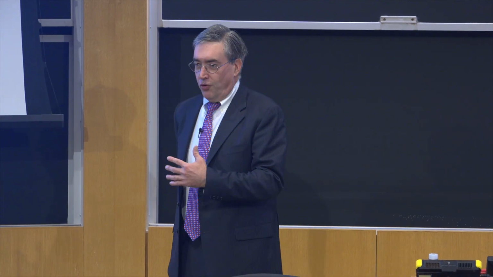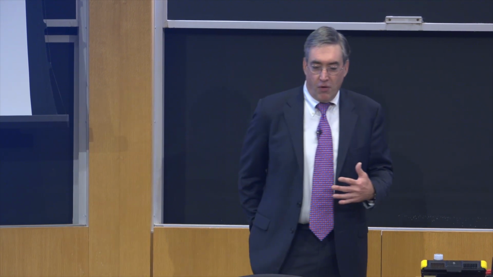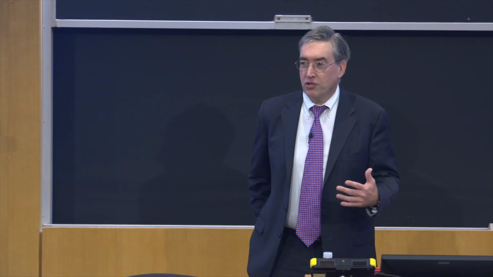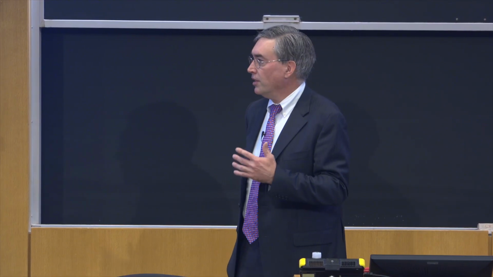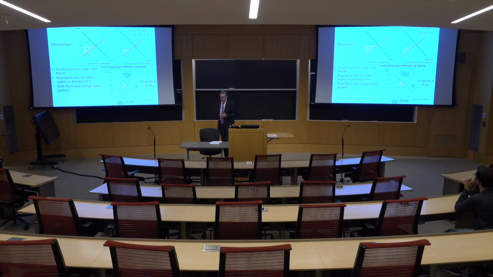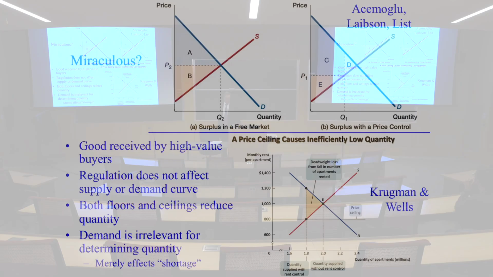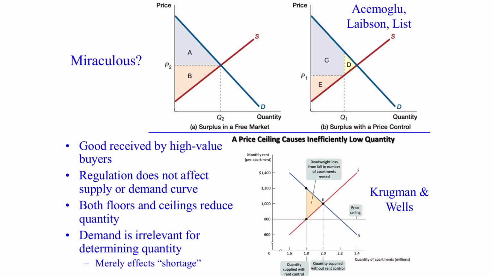These pictures just show a floor, but hopefully it's clear, and usually the books also treat a ceiling, and the ceiling also reduces the quantity. So both floors and ceilings reduce the quantity. Again, that's something we can check empirically. Another prediction is that demand is irrelevant for determining the quantity in this market. So you look in Krugman's picture, if there were to be an increase in the demand for New York apartments, the number of apartments would still be 1.8 million.